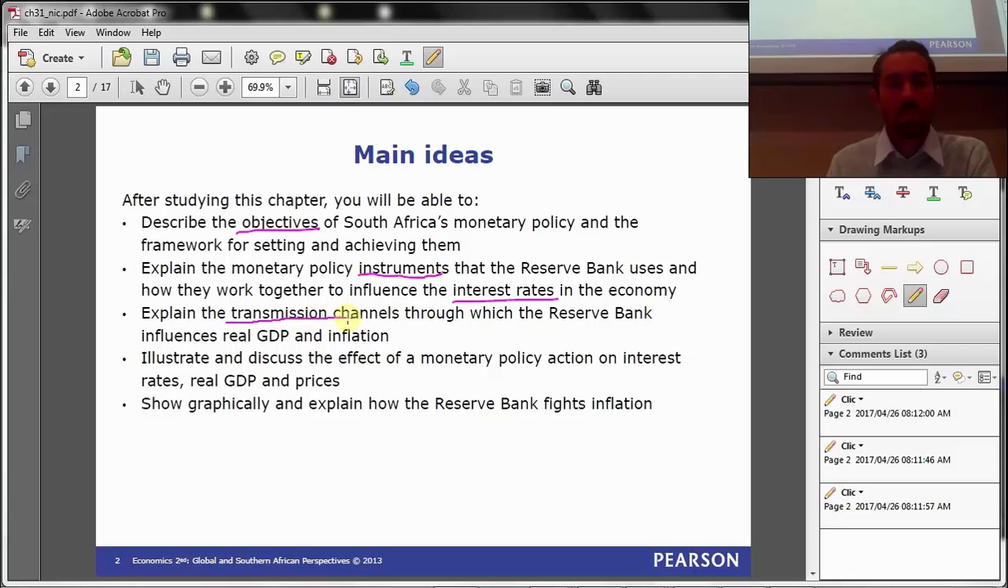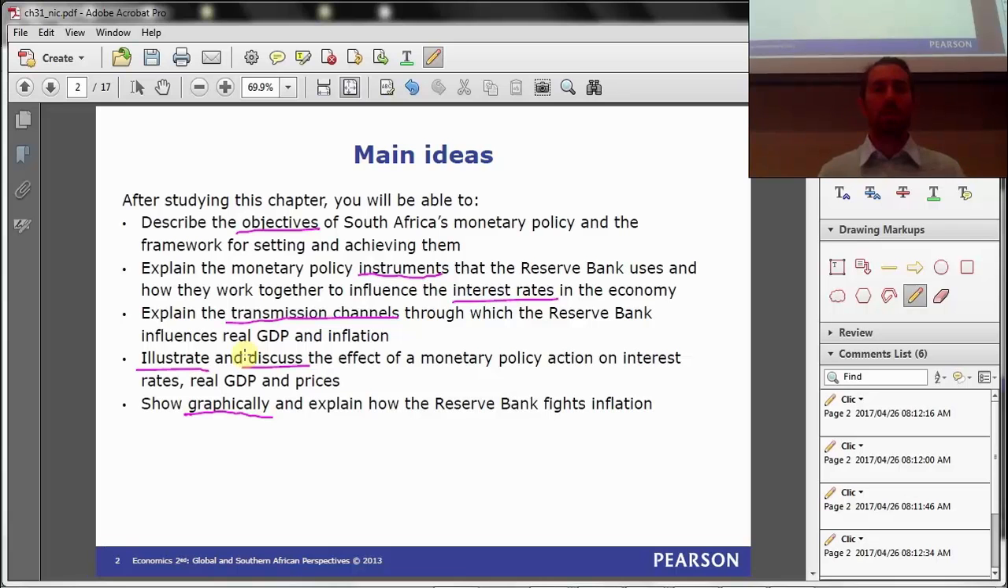Explain the transmission channels through which the Reserve Bank influences real GDP and inflation. Okay, so transmission channels. Illustrate and discuss the effects of monetary policy action on interest rates, real GDP, and prices. Okay, so illustrate and discuss, that we'll spend a lot of time on, and that is the way that we test you, I guess, on this illustration and discussion of the whole process. Show graphically and explain how the Reserve Bank fights inflation. Okay, so again, illustrating and showing graphically.